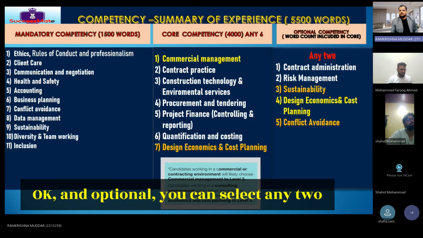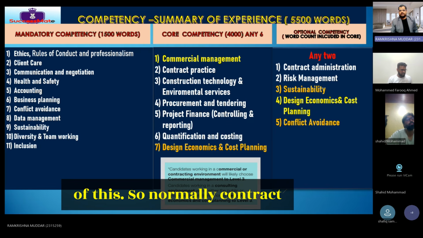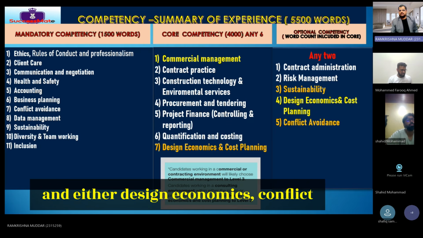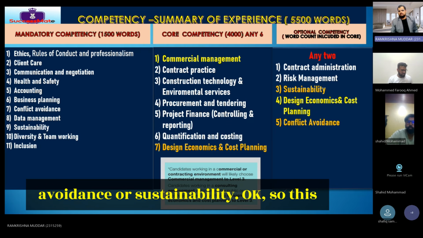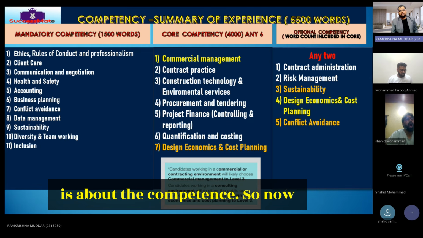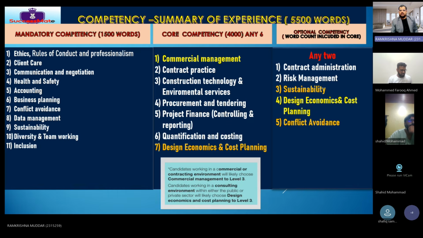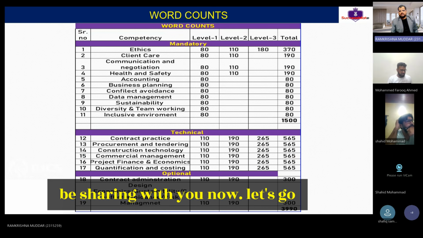And optional, you can select any 2 of these. Normally contract administration is the straightforward one, and either design economics, conflict avoidance or sustainability. So this is about the competencies. Now here the word count is there. This I will be sharing with you.